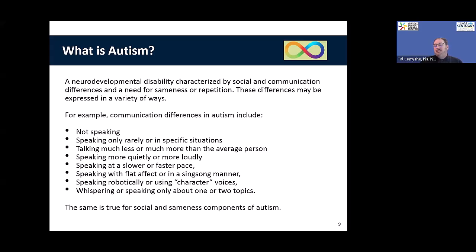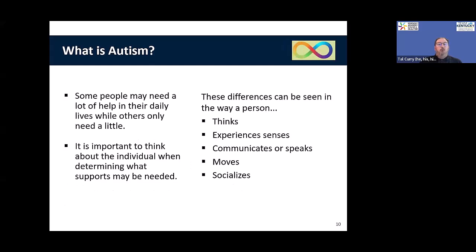You'll notice that it's not just one general statement on autism. This definition was also created by autistics, and I'll talk a little bit more about that. So what is autism? One way to look at autism is some people may need a lot of help in their daily lives, while others may only need a little. It's important to think about the individual when determining what supports may be needed.